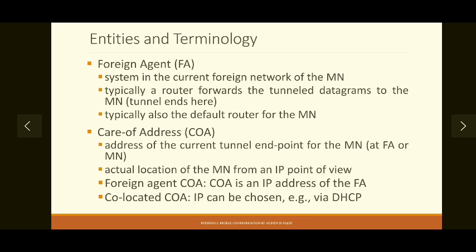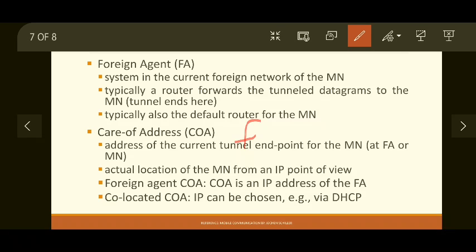So foreign agent is nothing but the home agent of some different subnet. From our point of view, foreign agent is a router of a foreign network. Typically, the router forwards these tunneled packets, whatever we have discussed, to the mobile node through this particular foreign agent. So the tunnel will end at the foreign agent. Keep in mind, if this is the foreign agent and this is the home agent, the tunnel will start at the home agent and it will end at the foreign agent.